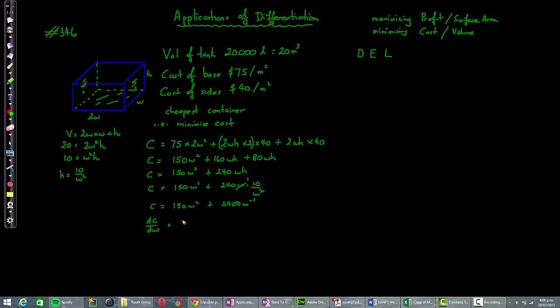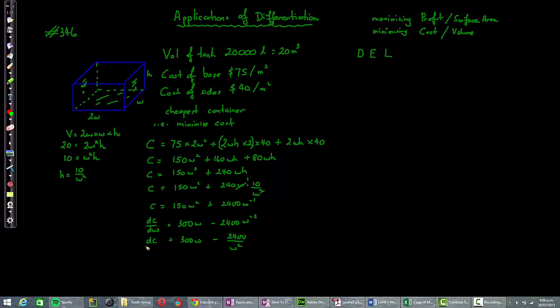Right, so this is a power situation, so 300w. That's again a power situation here, so minus 2,400 w to the power of -2. And I'm just going to write that part as a fraction, w squared on the bottom.